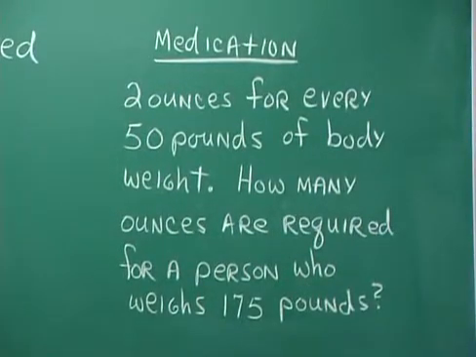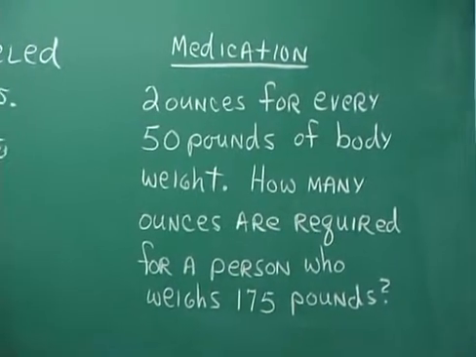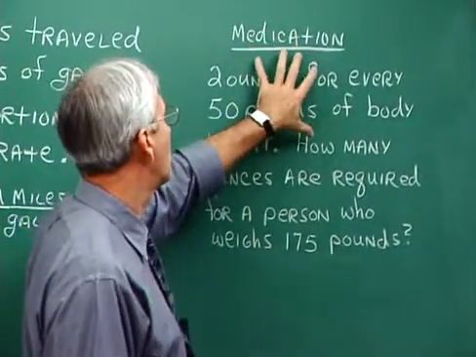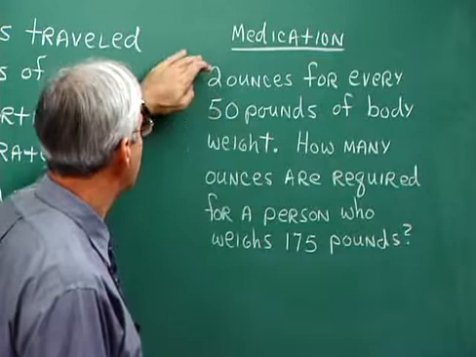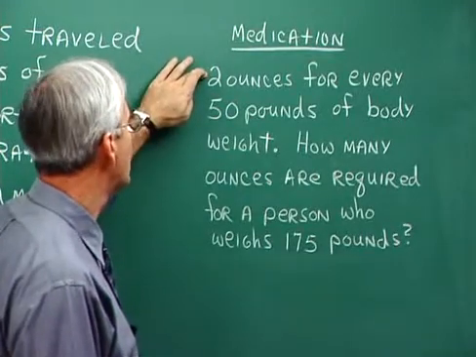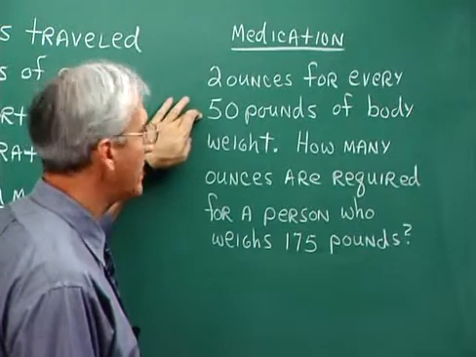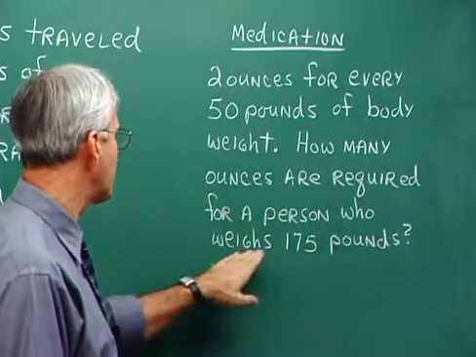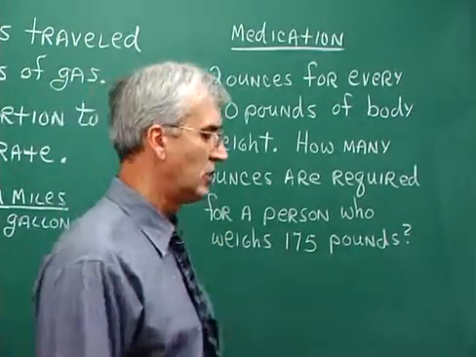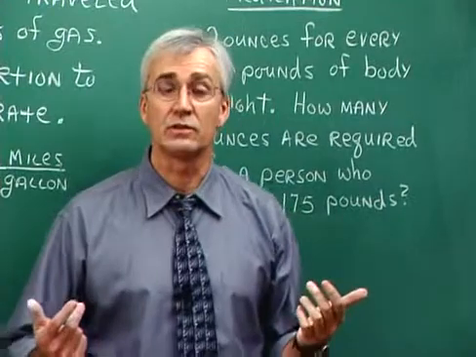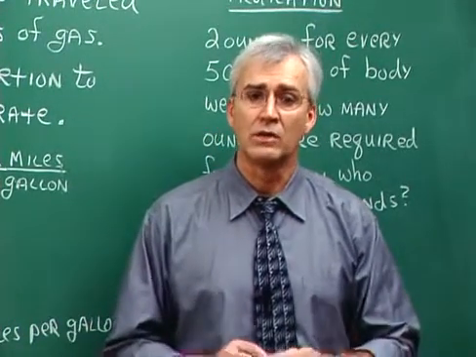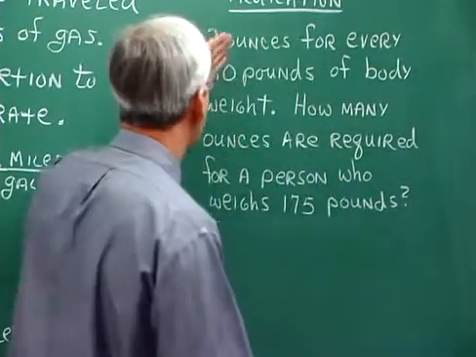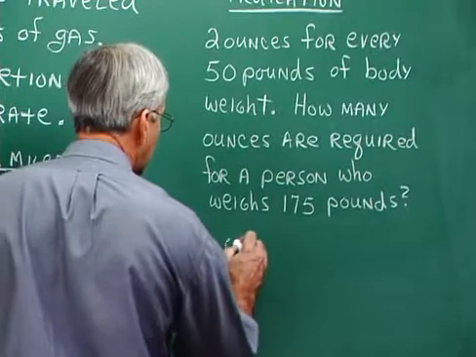This problem involves a proportion but not a unit rate. It involves a medication, and let's say that on the bottle of the medication or in the literature for the medication we know that 2 ounces of the medication is required for every 50 pounds of a patient's body weight. And we'd like to calculate the number of ounces required for a person who weighs 175 pounds. So we're going to set up a proportion to accomplish this, and we set it up in much the same way that we did before. Just make sure that the units are consistent on both sides of the equation. So we're talking about ounces and pounds here, so we set it up like this.